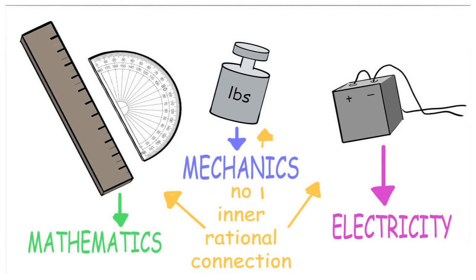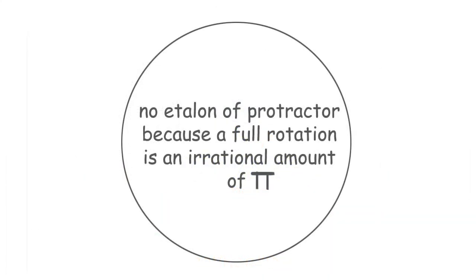Just remember the Babylonians who developed a circle character for 0, and note there is no etalon of protractor because a full rotation or one complete circle is an irrational amount of 2 pi radians. A radian is an irrational amount when translated into degrees. Such irrationality is less evident when a real ruling machine cuts real angles on real protractors.